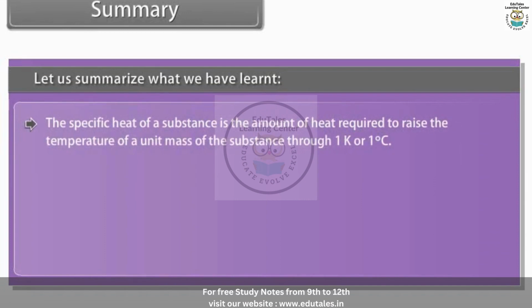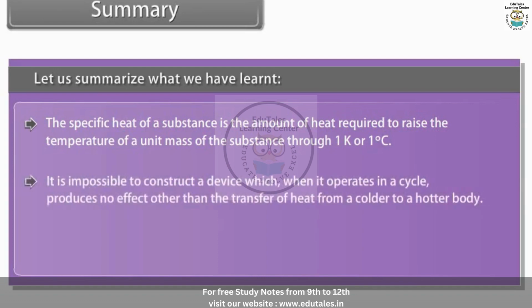The specific heat of a substance is the amount of heat required to raise the temperature of a unit mass of the substance through 1 Kelvin or 1 degree Celsius. It is impossible to construct a device which, when it operates in a cycle, produces no effect other than the transfer of heat from a colder to a hotter body.